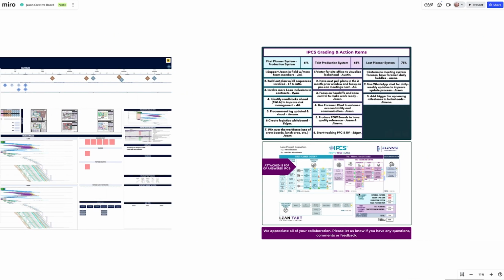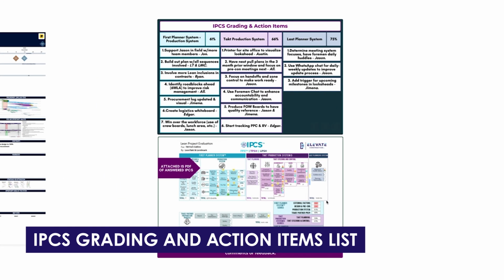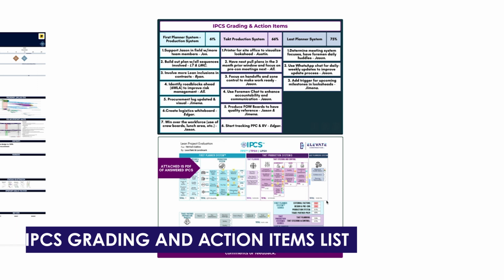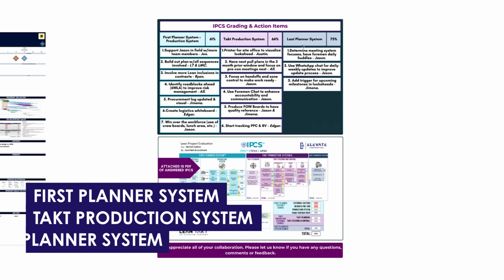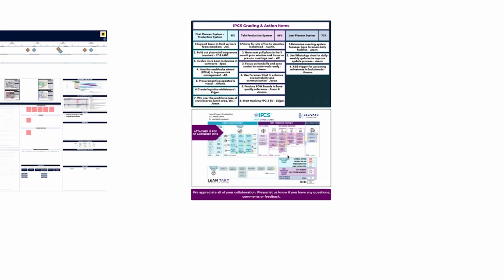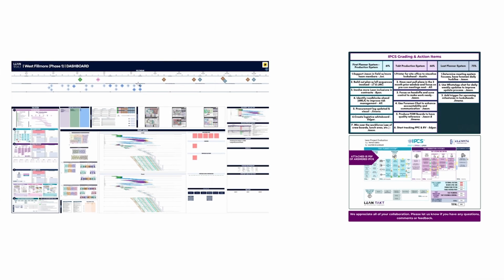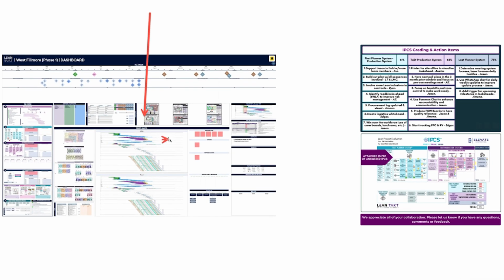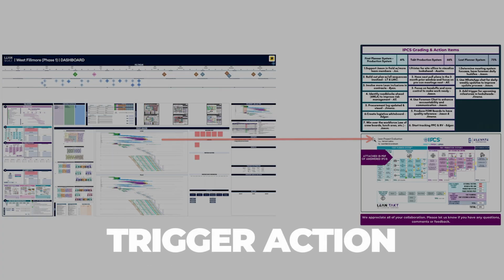And so I want to show you this little email over here to the right. This is an IPS grading and action items list, and this was sent to a project basically grading the first planner system, TACT production system, and last planner system, and then actually going into the scorecards that we use to find out where we are winning and where we are not. And so the point that I want to make is that this dashboard right here was for the purpose of bringing out problems to trigger action, and I think that that's quite remarkable.